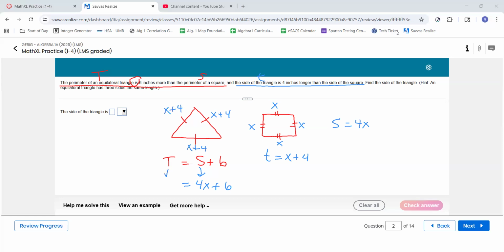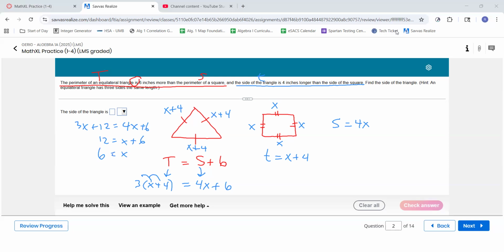And so now I can replace the perimeter of the triangle with x plus 4, but then I would multiply that by 3 because there's 3 of them. And I can solve that pretty quickly, hopefully. This is old stuff here. That's 3x plus 12 equals 4x plus 6. Subtract 3x, I get 12 equals x plus 6. Subtract 6, I get x equals 6.